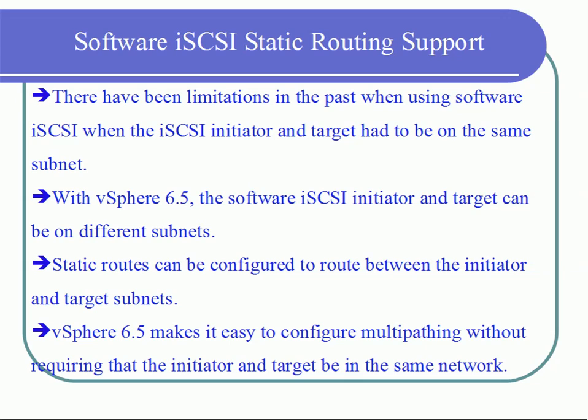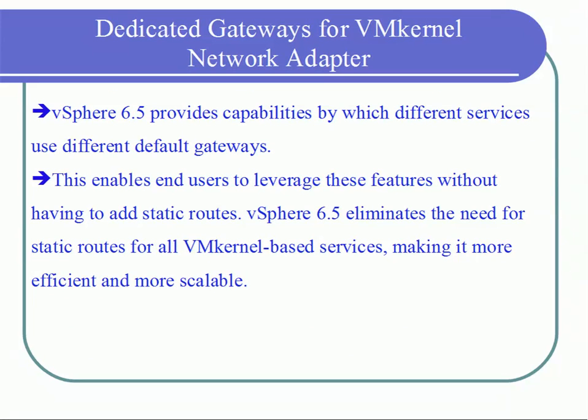And also there is software iSCSI static routing support. In the earlier versions, we were able to configure only one gateway for the kernel networks. Now we will be able to configure multiple gateways, so that we are able to configure static routing. So this is another great feature. And also, as I told earlier, every VM kernel network can have its own dedicated gateway configured on the VM kernel network.